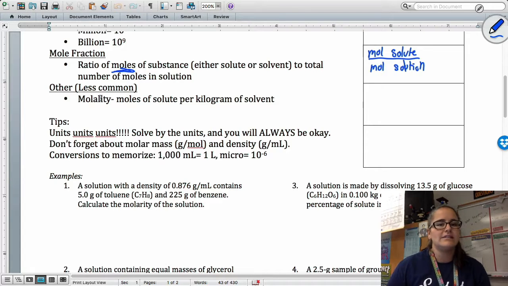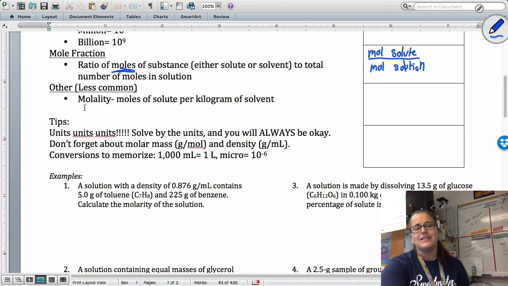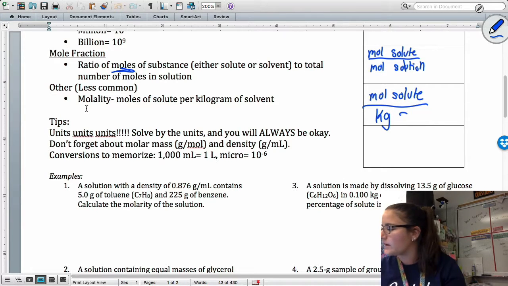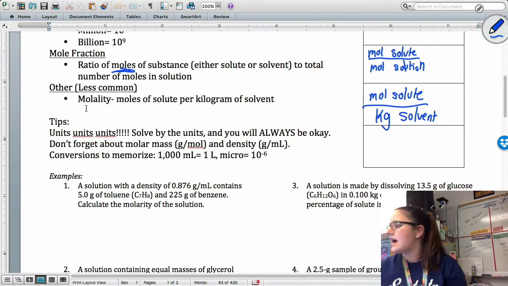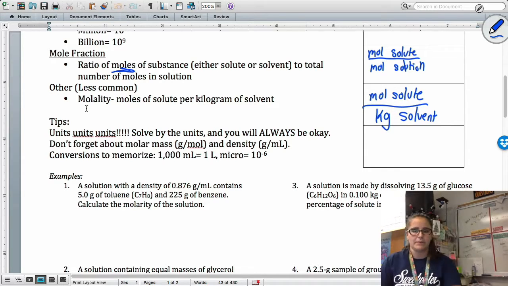And then another one that you'll see, not as often, but you might see, is molality. Molality is used because it doesn't change with temperature, where a lot of the other concentrations will. But molality is moles of solute over kilogram, not of total solution, but kilogram of the solvent. Again, you don't really need to memorize this one, just know what it represents in case it comes up.